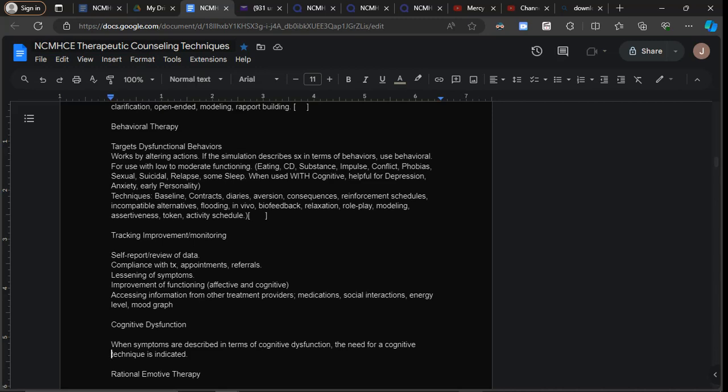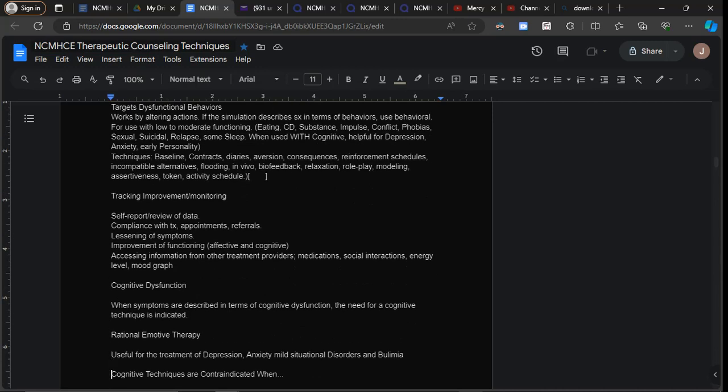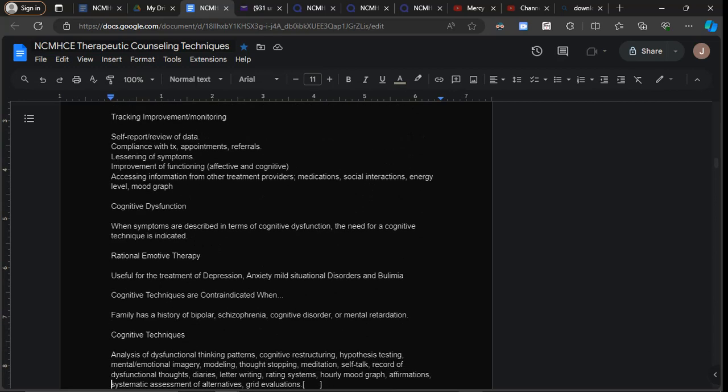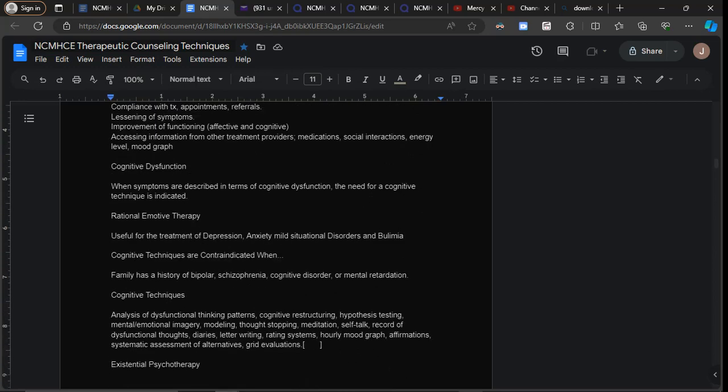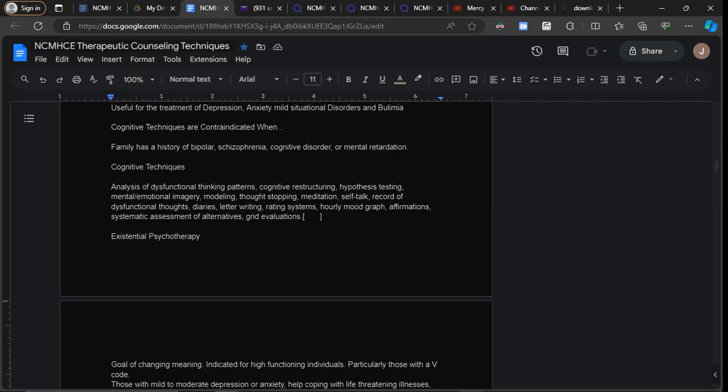When symptoms are described in terms of cognitive dysfunction, the need for a cognitive technique is indicated. Rational emotive therapy is useful for the treatment of depression, anxiety, mild situational disorders, and bulimia. Cognitive techniques are contraindicated when the family has a history of bipolar, schizophrenia, cognitive disorder, or mental retardation.